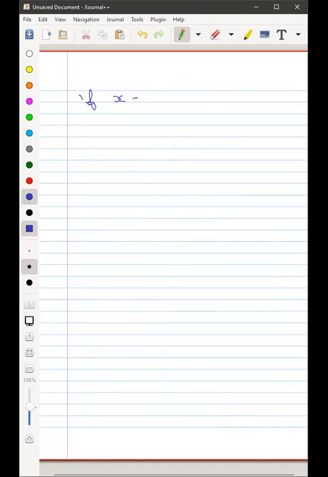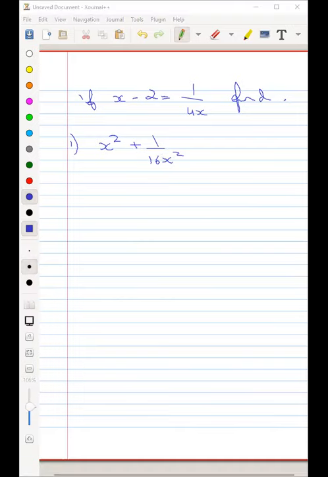If x minus 2 is equal to 1 by 4x, find first x squared plus 1 upon 16x squared. Let me see who can solve this. If x minus 2 is equal to 1 by 4x, find the value of x squared plus 1 by 16x squared. Quickly solve this. And if you don't have an idea, raise your hand.